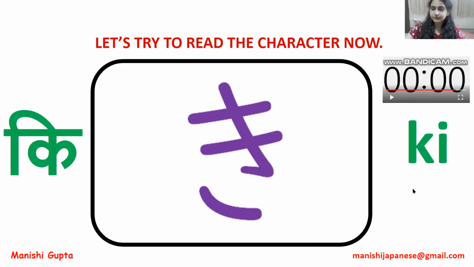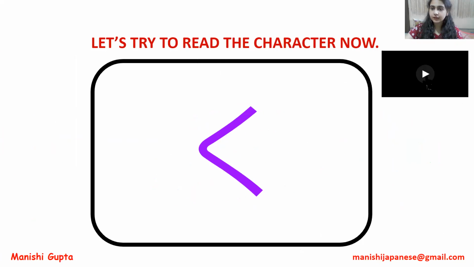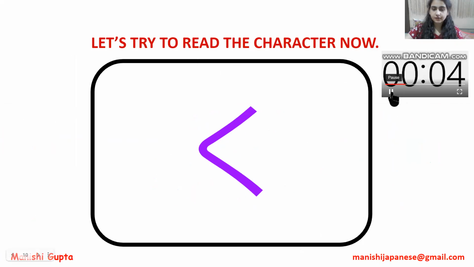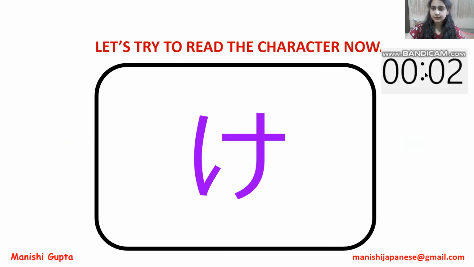So it's ki. Third one. Again 5 seconds. Okay, so this one becomes ku, the third letter of the ka line. Next.